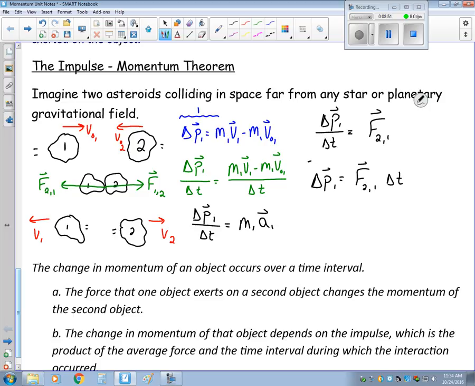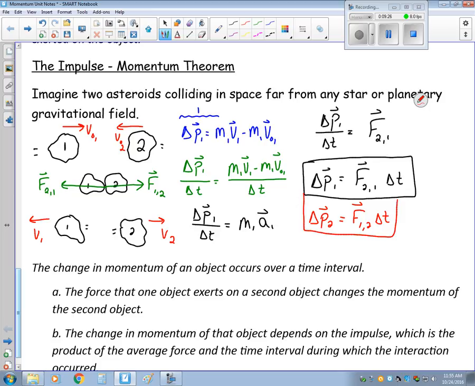And this gives me something called the impulse momentum theorem. So what this says is that the change in object 1's momentum equals the net force acting on object 1 multiplied by a time interval. Now notice I could do the same exact math for object 2. And basically, if you want to, you can work out that math, but you get the same thing.